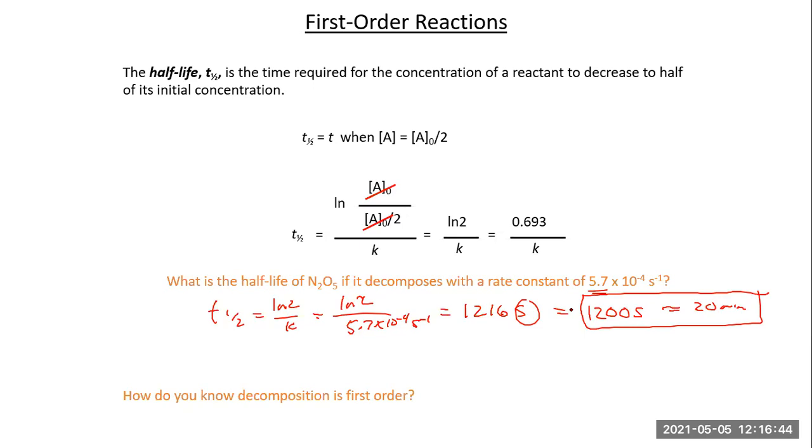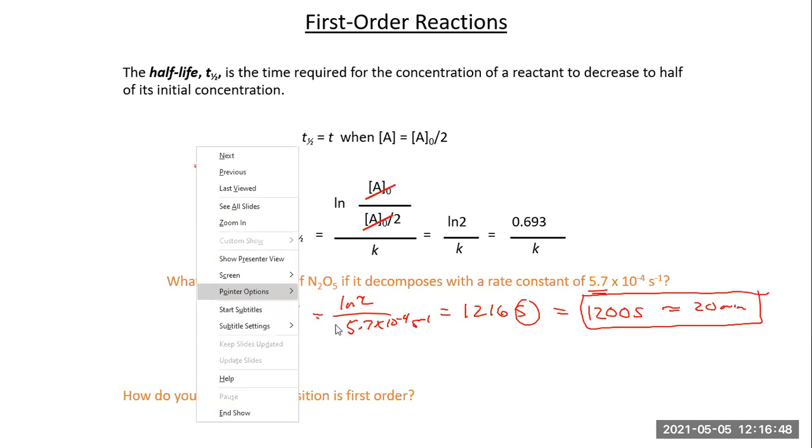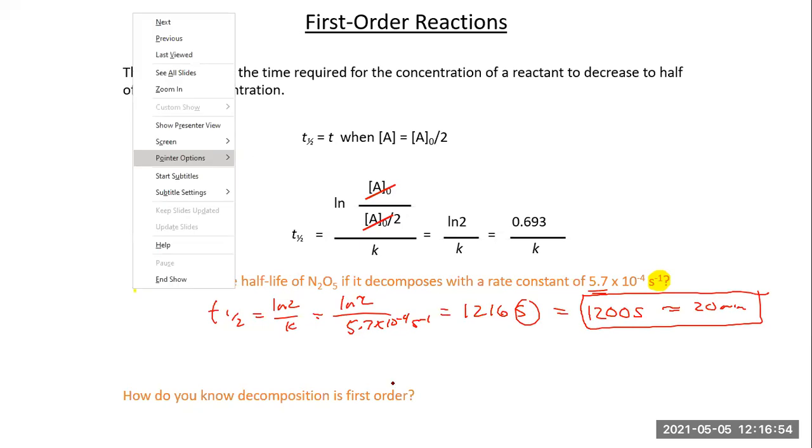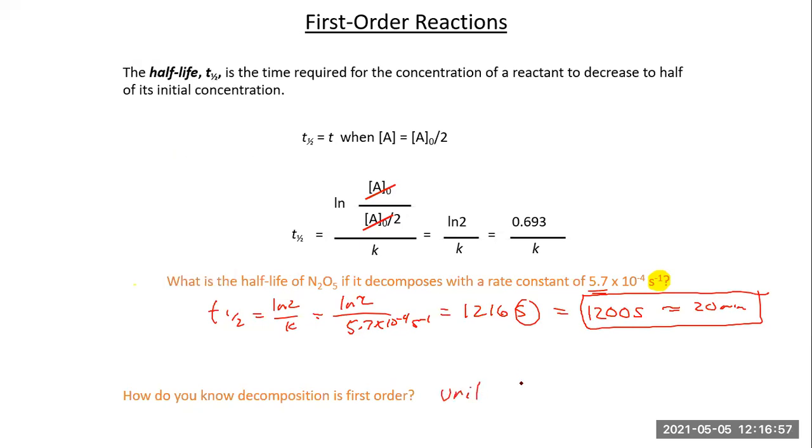How do we know it is first order? Much like what we talked about in the previous problem, it is those units right there. It's those units associated with the rate constant, basically 1 over seconds, which indicates that it should be first order. Any questions on any of that there?